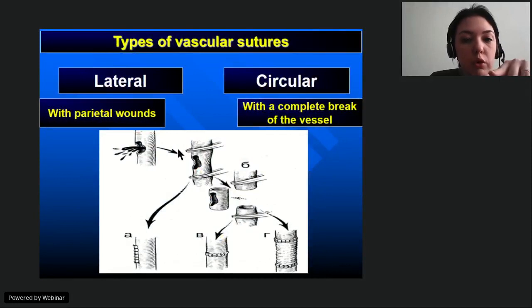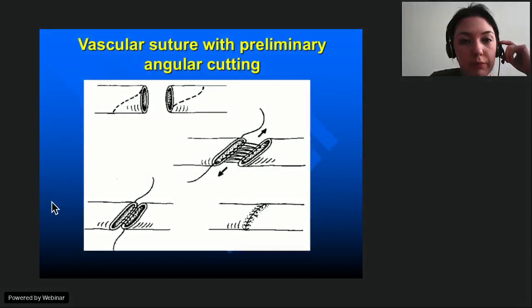So here, first of all, you can see this is lateral suture if the length of the wound does not exceed 1/3 of the vessel circumference. Yes, here you can see it. And this is circular suture in case of a complete rupture of the vessel, or if the wound in the vessel exceeds 1/3 of the circumference of the vessel.